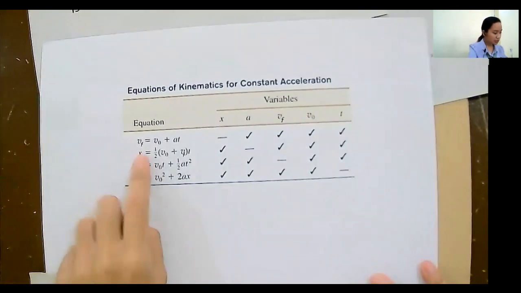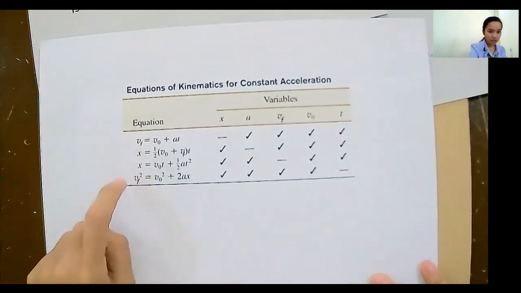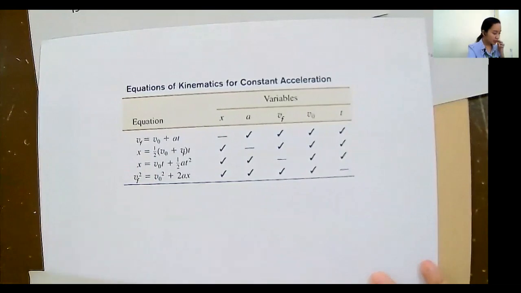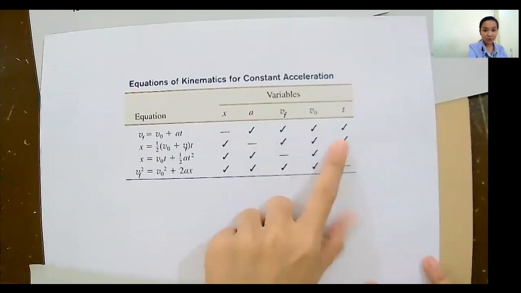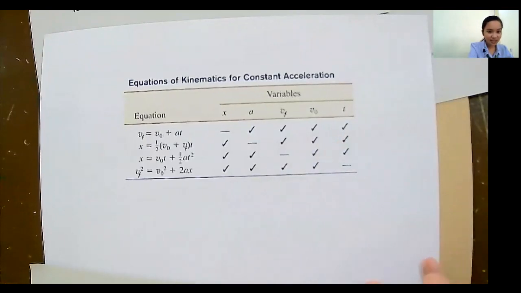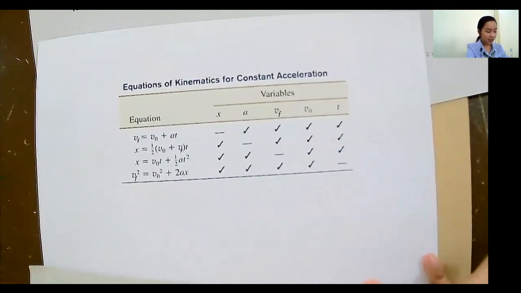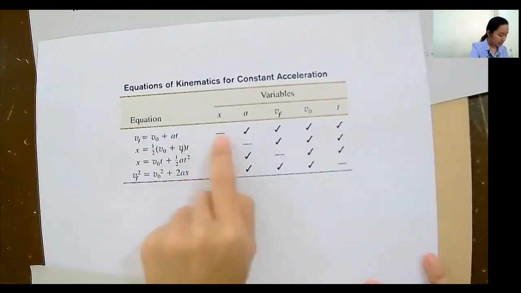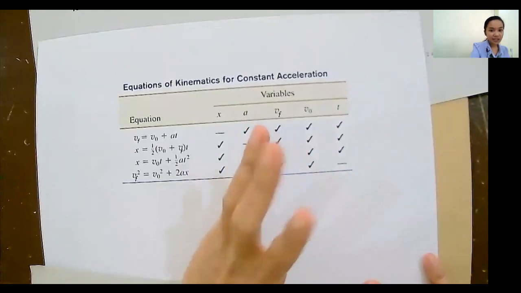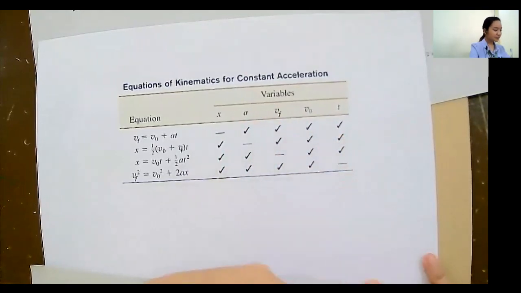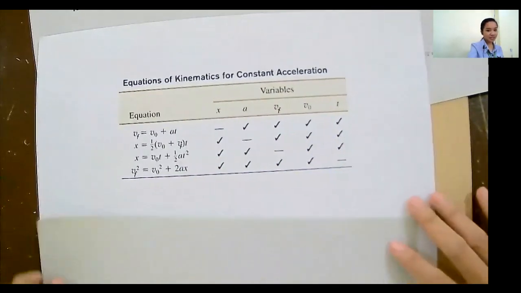And then we have here your equation 1, equation 2, 3, 4. So these are four equations. The checks here represent what is given and what is needed in the problem. Then these dashes are the ones that are not in the problem, or not being asked for in the problem. So how to use this equation?